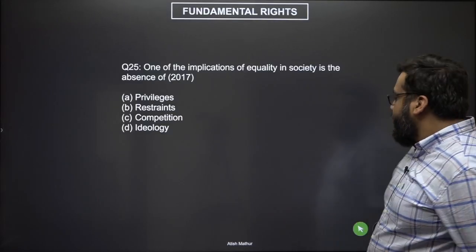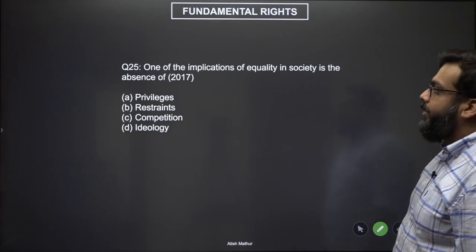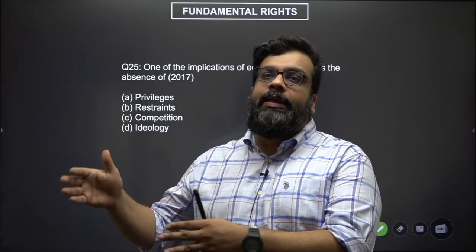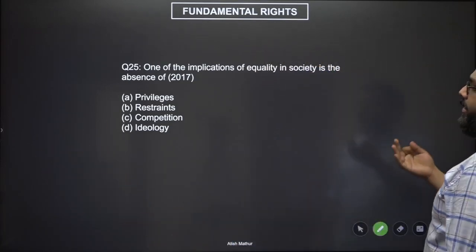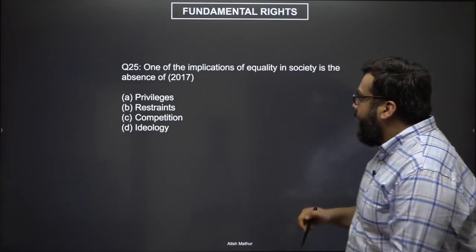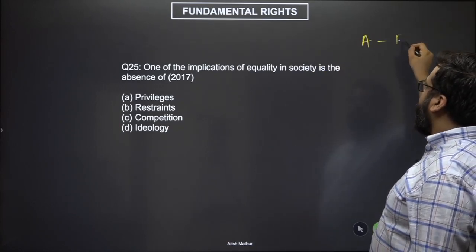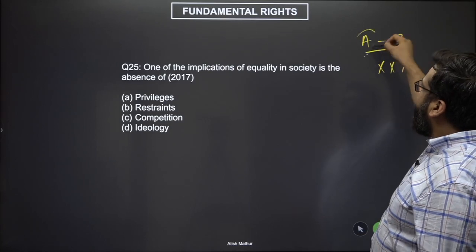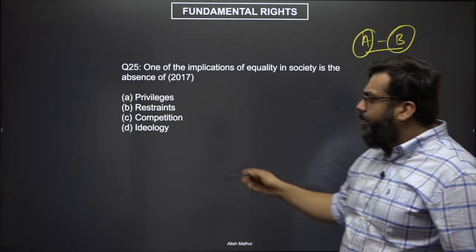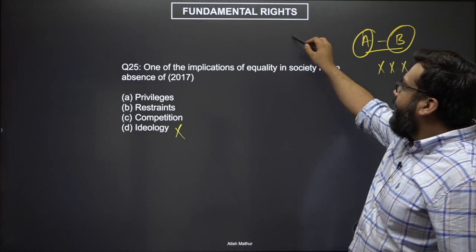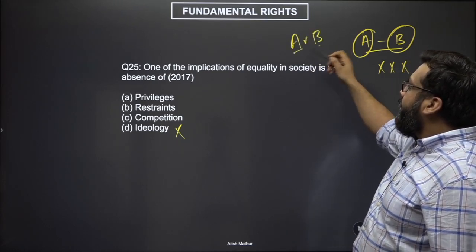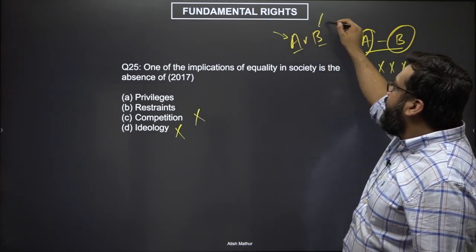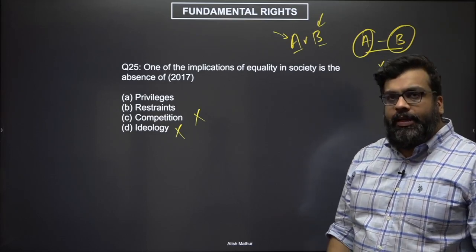One of the major implications of equality in society is the absence of. For equality to exist in society, what doesn't need to exist? Privileges, restraints, competition, and ideology. Let's try and understand. If you want A and B to be equal, what should not be present in society? If A and B have two different ideologies, that does not make them unequal in the first place. If A and B have to compete with each other, that does not necessarily mean that they're unequal. If A and B have to be restricted, that does not necessarily mean that they're unequal.